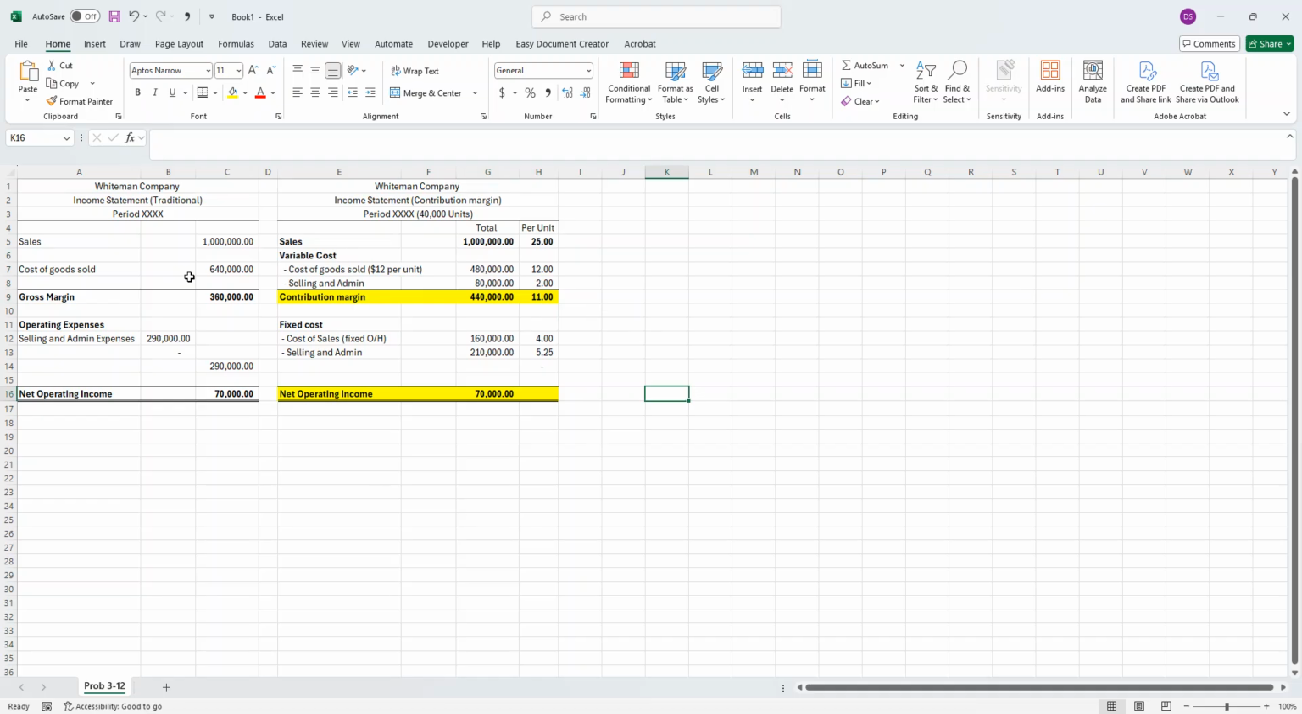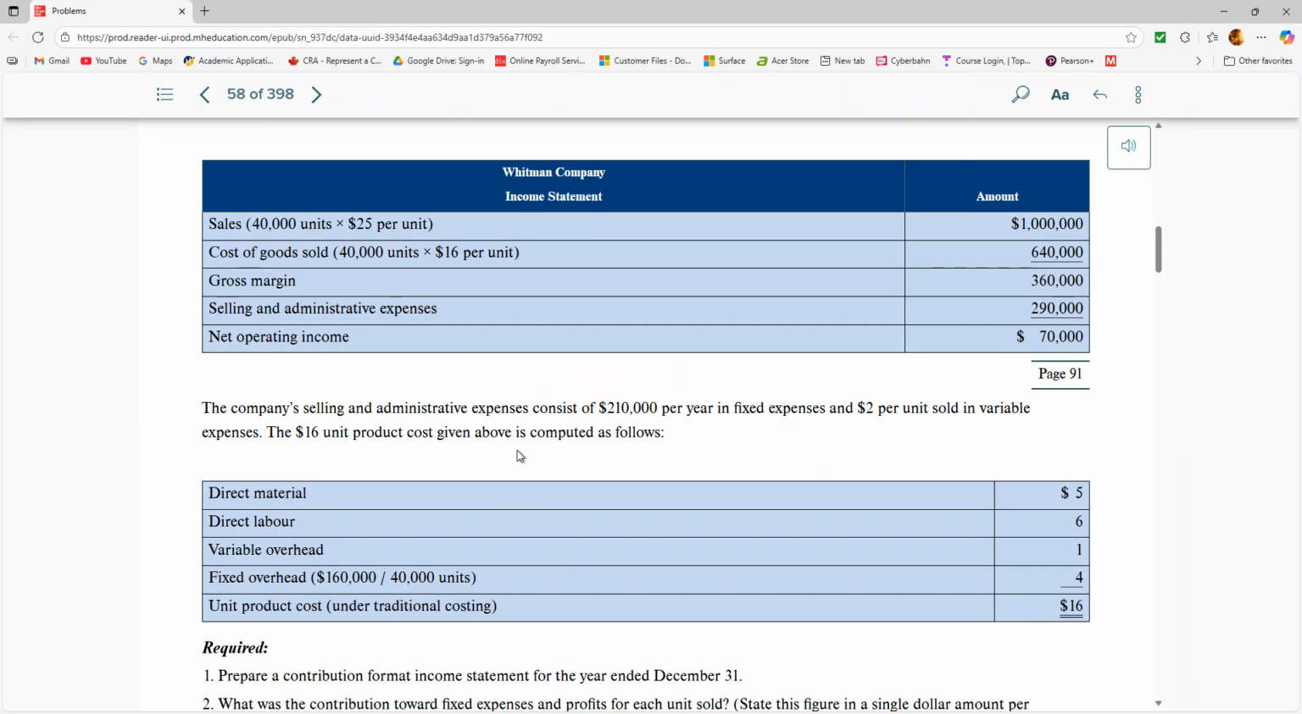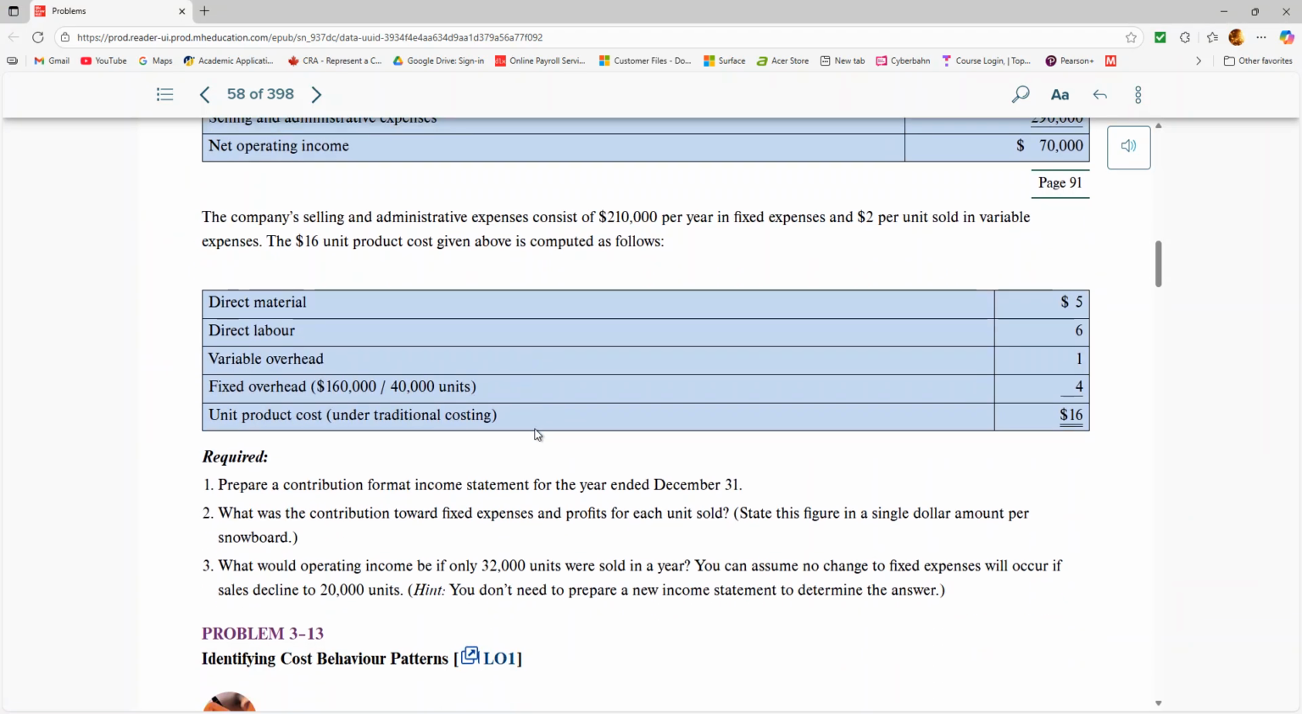So this typically gives you a good understanding for your analysis of the income statement. The next part that I want to show you in this particular example is the analysis of how we use this for our future purposes or future analysis.